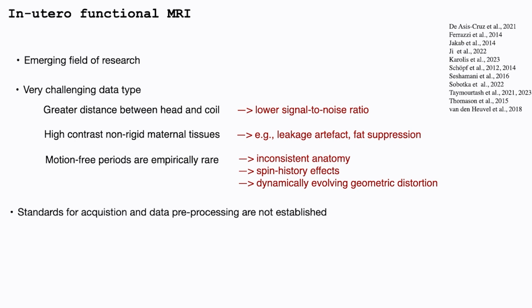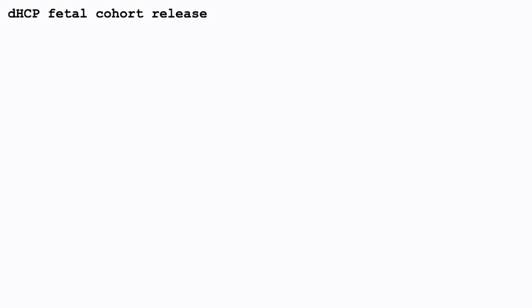Whereas in ex utero data we're talking about reproducibility and harmonization, we're just at the beginning of this road in utero. We are yet to set standards for acquisition and data processing. I guess it requires a community-wide effort to deal with these things, and obviously the availability of open access data could help in this direction. So the dHCP fetal cohort release basically tries to make the first step in this direction.